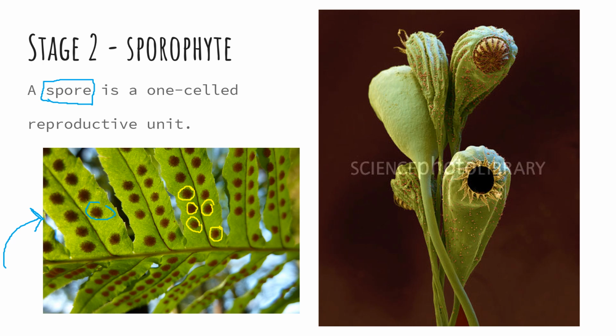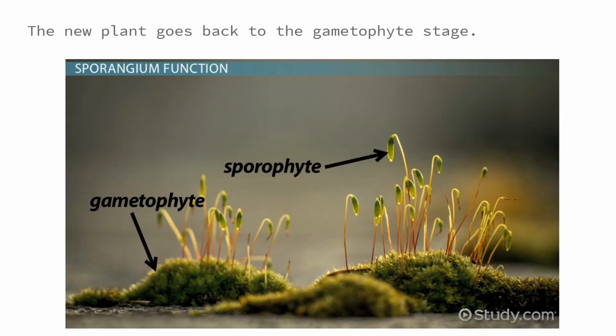In the right picture over here on the right of the screen, this is more of a zoomed in, kind of microscopic microphotography type thing of a spore capsule. This would be the capsule right here, and this would be the top. And then this, I believe, is a spore capsule that has already burst and released the spores from the inside. Then the new plant that grows goes back to the gametophyte stage.